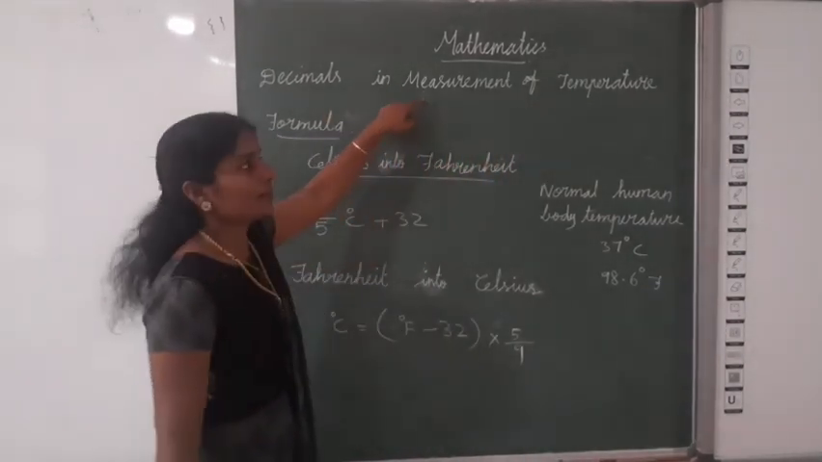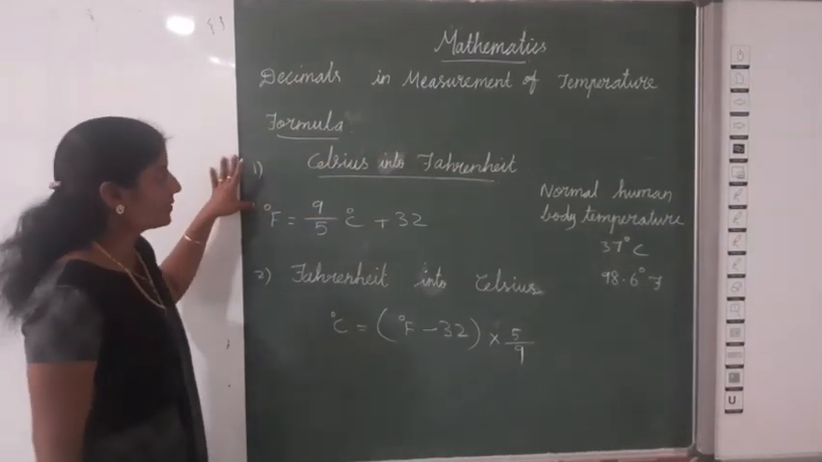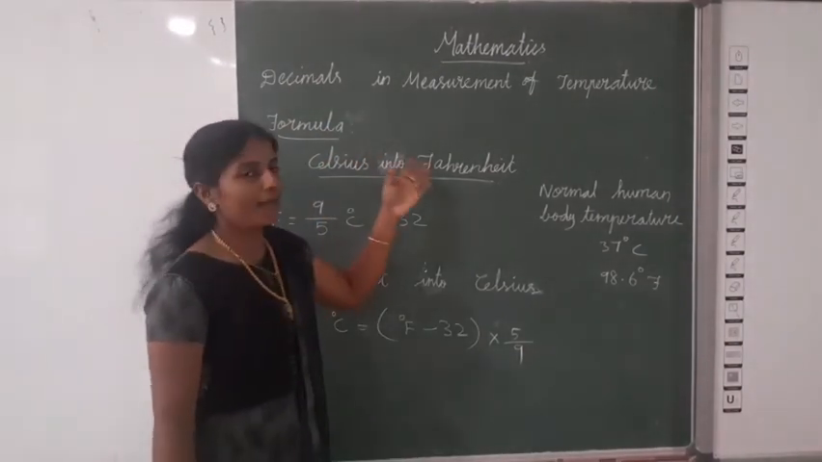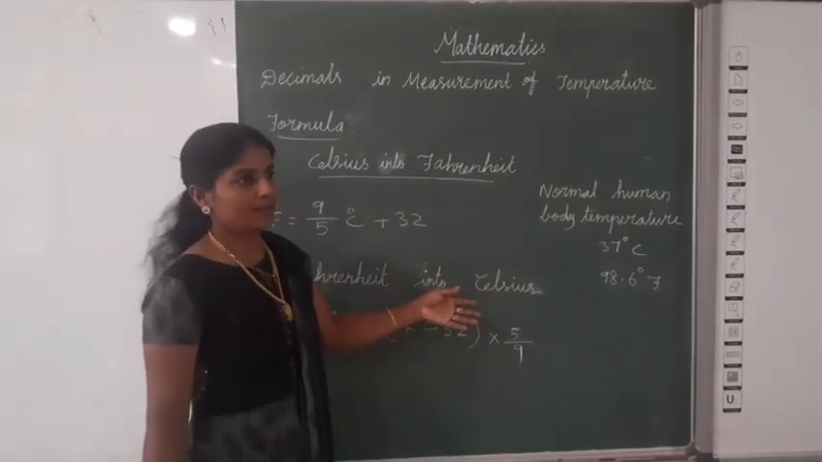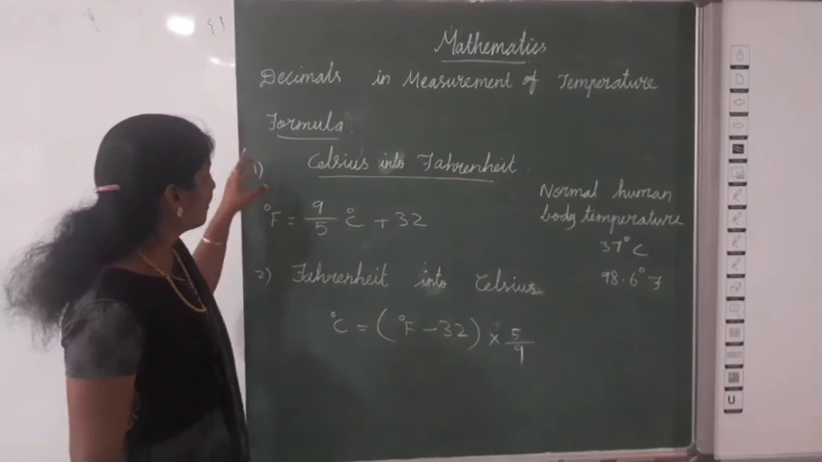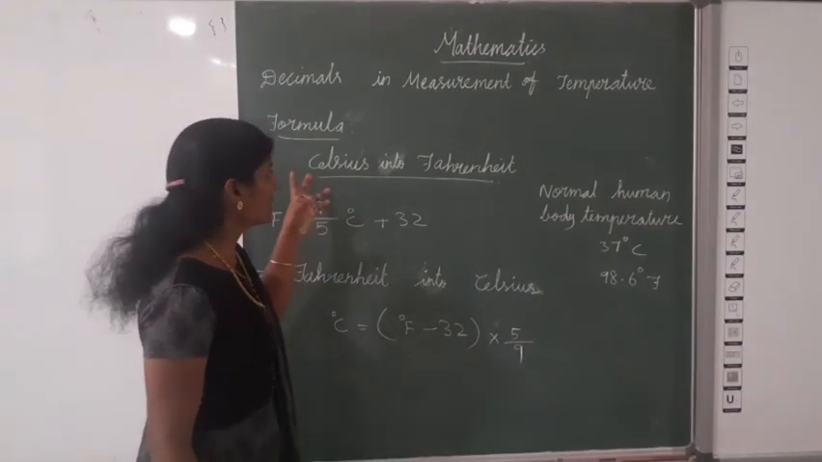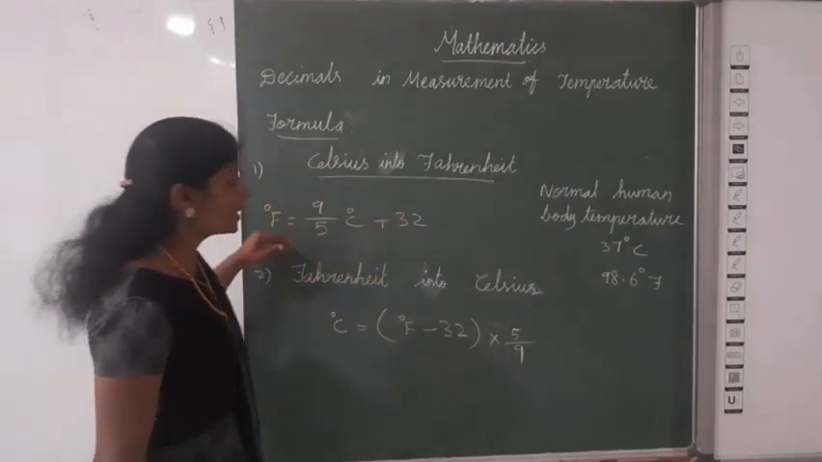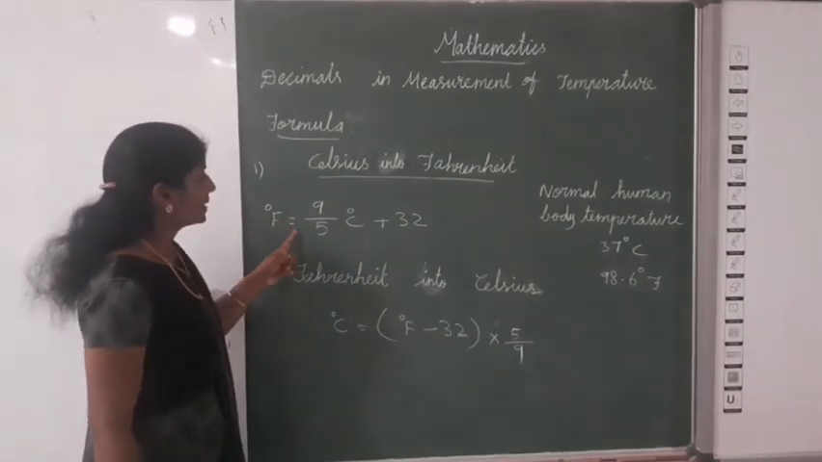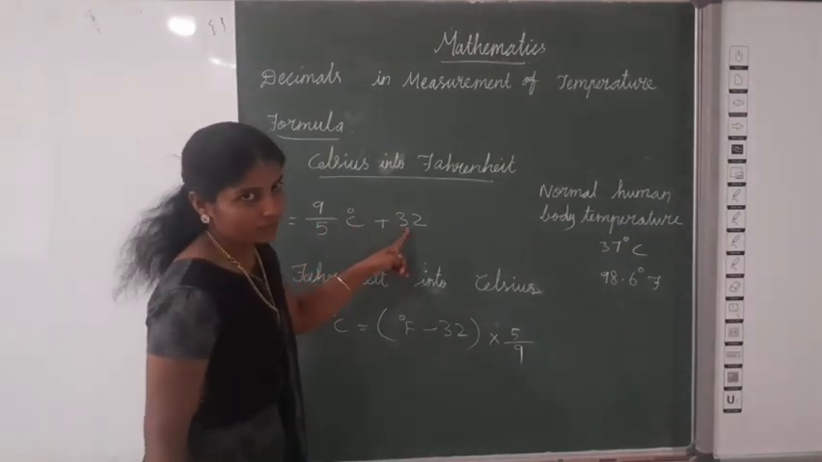Okay. Now next heading, decimals in measurement of temperature. There we have two formulas. First one, Celsius into Fahrenheit. Next one, Fahrenheit into Celsius. Suppose the decimal numbers are given in Celsius, meaning you want to convert into Fahrenheit, we can use this formula. Fahrenheit equals 9 by 5 degrees Celsius plus 32.